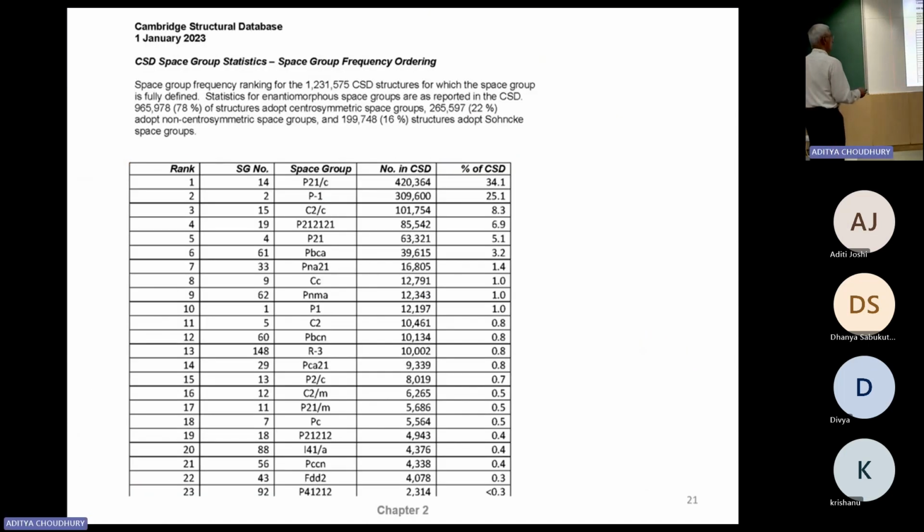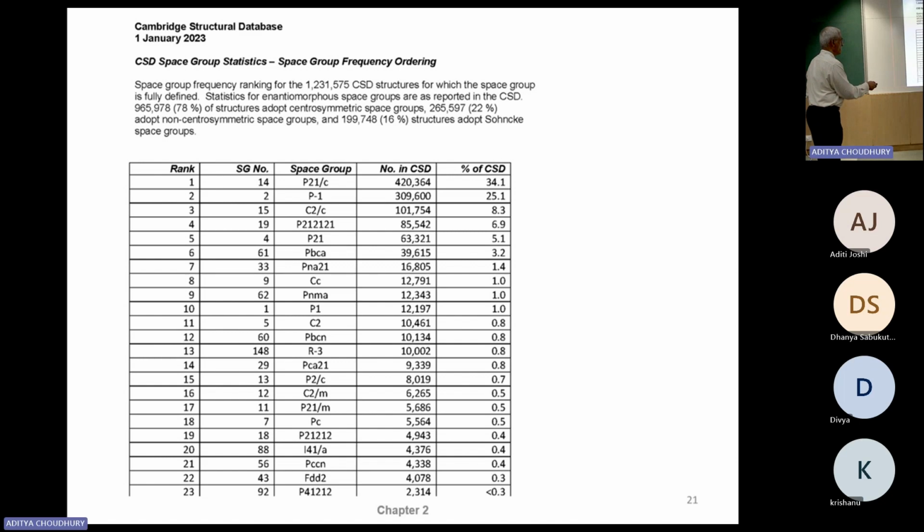Okay, so you also see a lot of very interesting things. When you have a crystal structure, out of all the 1.25 million structures, 34% of them belong to P2 upon C, a particular way of packing. Okay, P2 upon C. 25% P1 bar. These are all very common space groups. It's a symbol that describes the packing nature, how the crystal molecules can pack. P21 is a sub... it's missing.